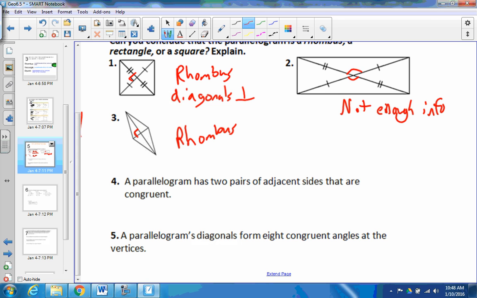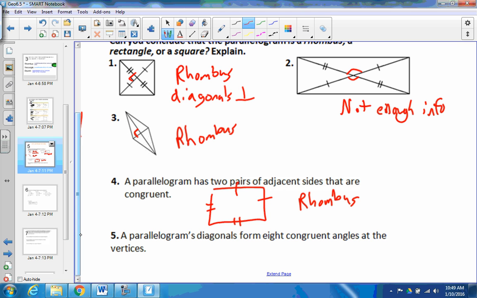It has two pairs of adjacent sides that are congruent. So if you draw a parallelogram, however it is, we know that this is congruent to this. Two pairs of adjacent sides are congruent. This is congruent to this. But it is a parallelogram, and the sides that are next to each other are congruent. The opposite sides have to be congruent. We know that it's at least a rhombus because all sides are congruent then.